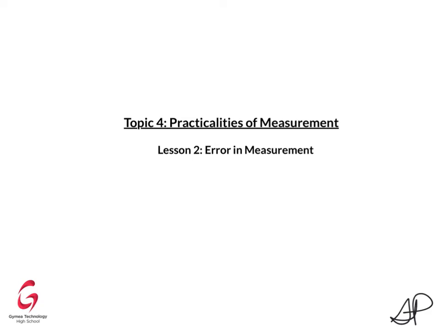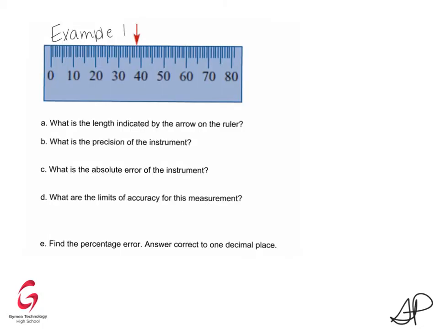We're now going to look at lesson number 2, error in measurement. This is also in your topic 4, practicalities of measurement booklet. So we're going to look at that first example on page 10. Part A, what is the length indicated by the arrow on the ruler? For that one, it should be pretty easy to see that the length is 38 centimeters.